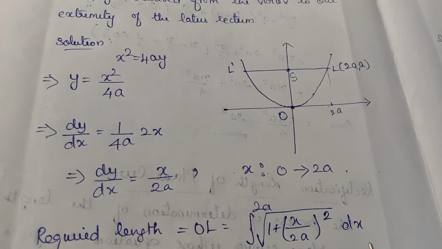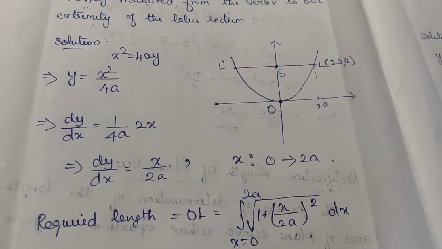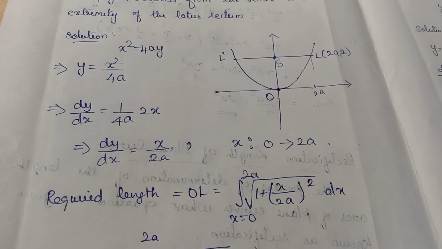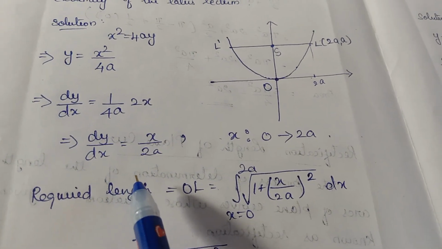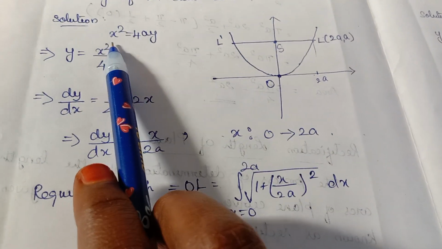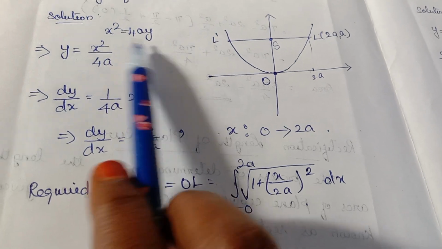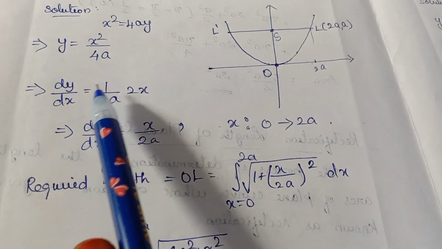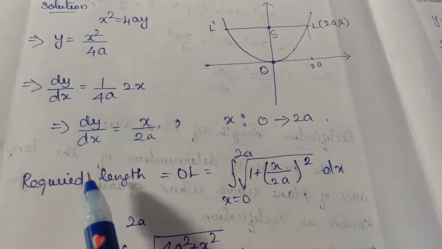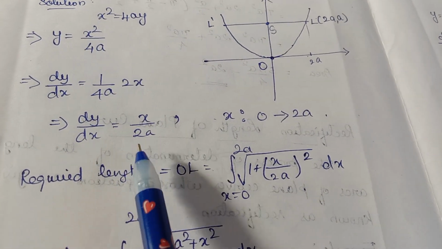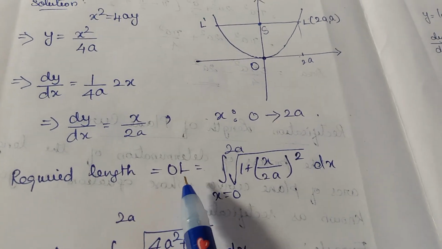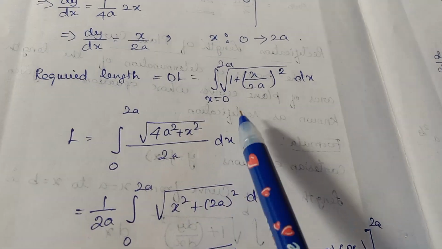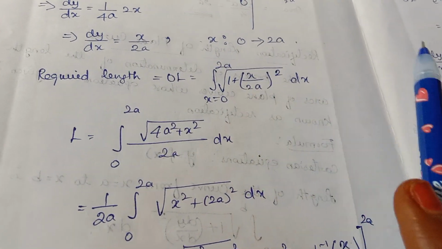What is the formula for finding the length? Square root of 1 plus dy by dx the whole square, isn't it? So from the given equation of the parabola, we want to find dy by dx. Now the equation is given in the form x square equal to 4ay, so rewrite it as y equal to x square by 4a. So dy by dx equal to 1 by 4a into 2x, that is dy by dx equal to x by 2a. Therefore the length of the curve OL is equal to integral 0 to 2a square root of 1 plus x by 2a the whole square into dx.